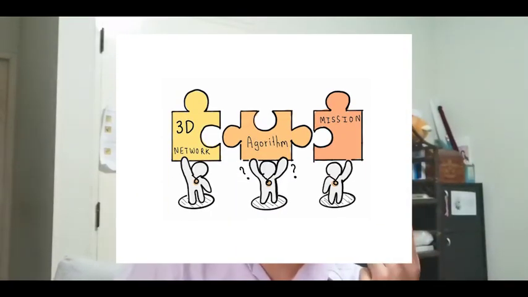To conclude, we worked on three things: the 3D network, the shortest path algorithm, and the mission. Dreams don't work unless we do it. And we did it. Thank you to the word teamwork.